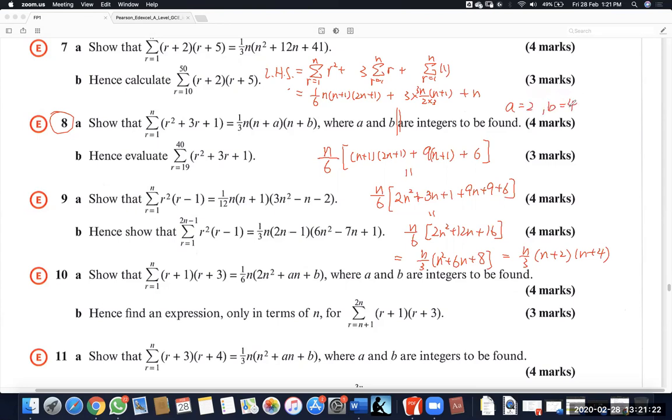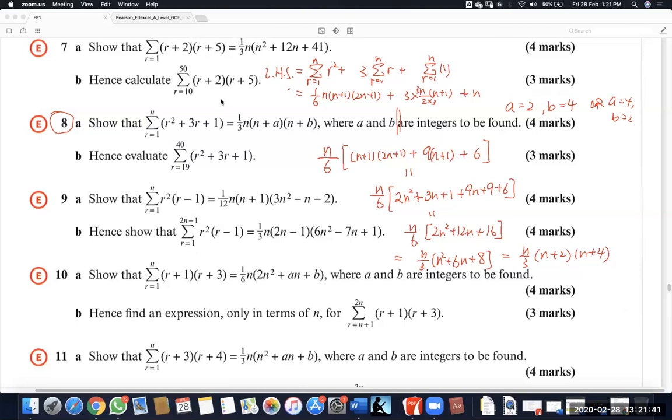This is not the only answer, okay? Because a and b can interchange with each other. So your solution should be a equal to 2, b equal to 4, or a equal to 4 and then b equal to 2, okay? Any question? No question.